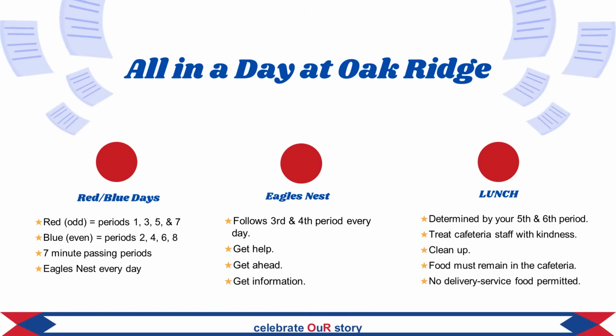At Oak Ridge High School, we follow a block schedule. Red days consist of your 1st, 3rd, 5th, and 7th block classes. To help you remember this, notice that these numbers are odd. There are 3 letters in the word odd and 3 letters in the word red. Blue days consist of your 2nd, 4th, 6th, and 8th block classes. Even numbers, 4 letters in the word even, 4 letters in the word blue.